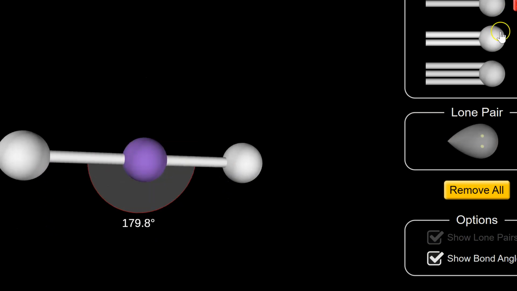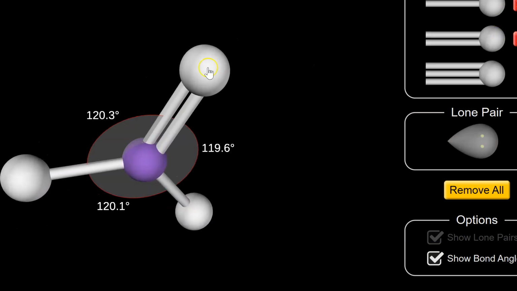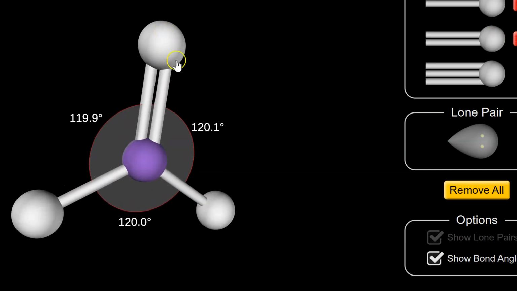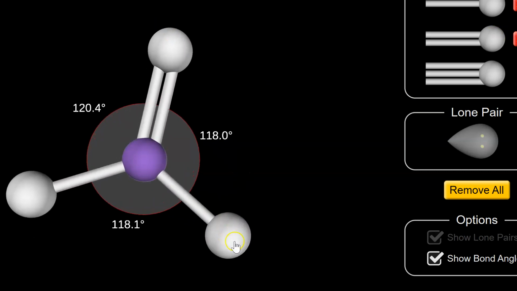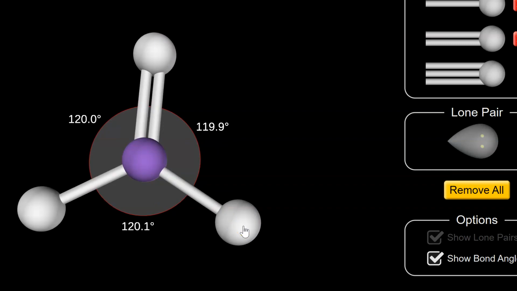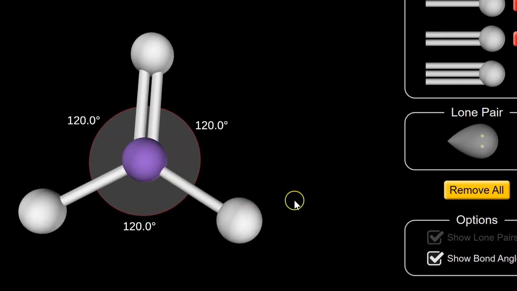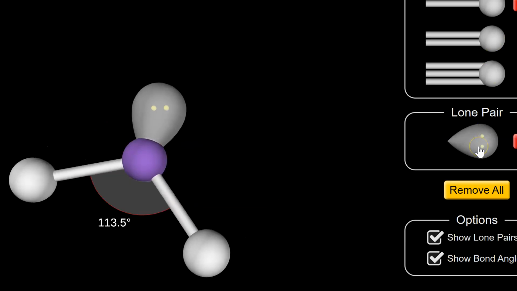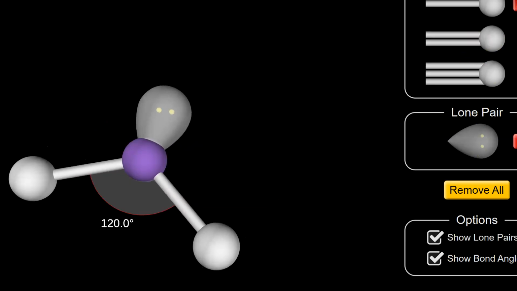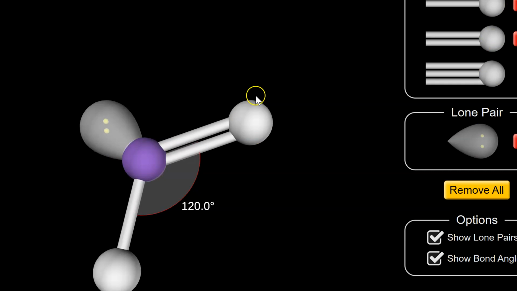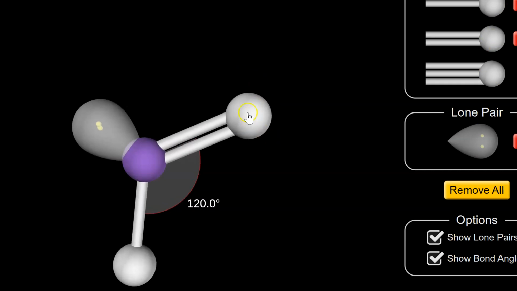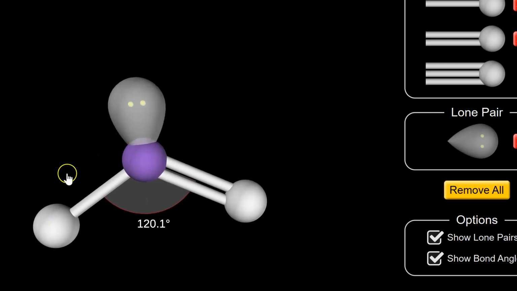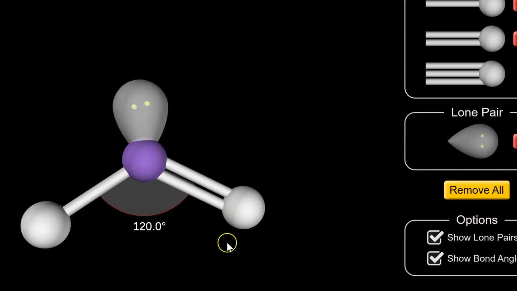I could replace one of my single bonds with a double bond, and you can still see that we get back to a trigonal planar molecule at 120 degrees. I could replace a bond with a lone pair. Let's say I had a double bond and a single bond and a lone pair. Again, this is still a trigonal planar electron geometry with a bond angle of 120 degrees.